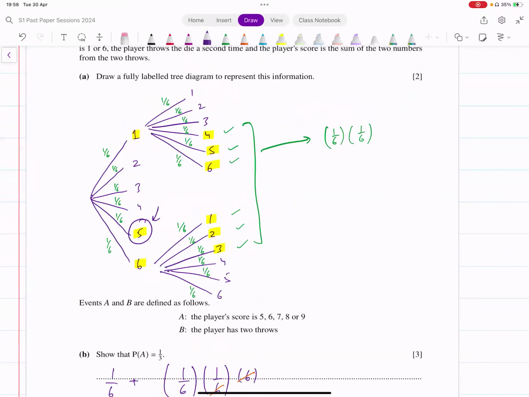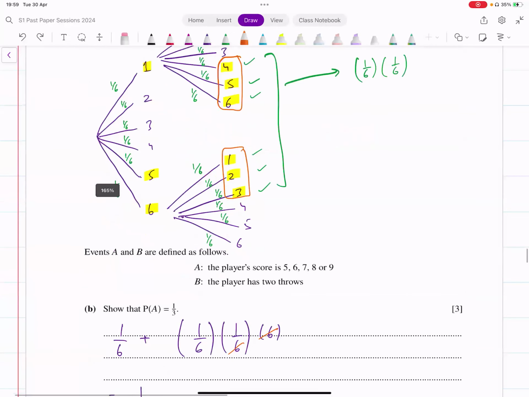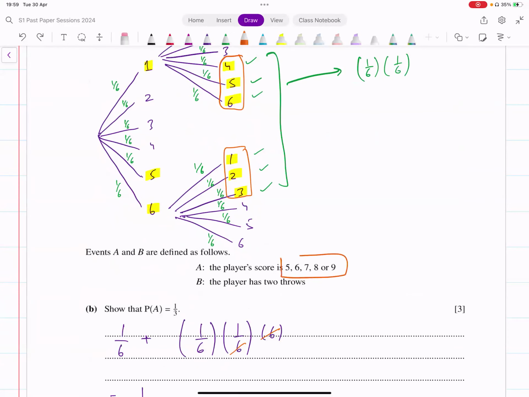This case was with 1 throw. That's not what we want. These cases were when we had 2 throws. So these that I've encircled here are the ones in which both of these conditions are met: that the score is from 5 to 9, and there are 2 throws. That is what we call intersection, when both those things are true. This is the intersection part.